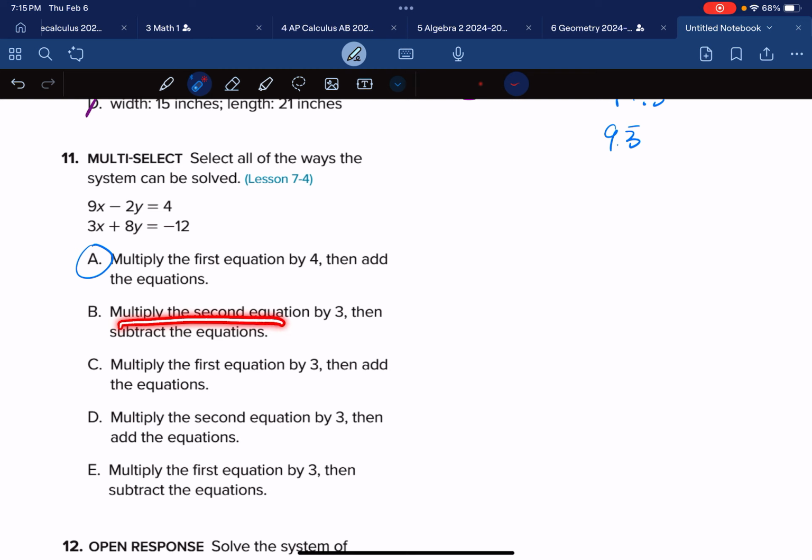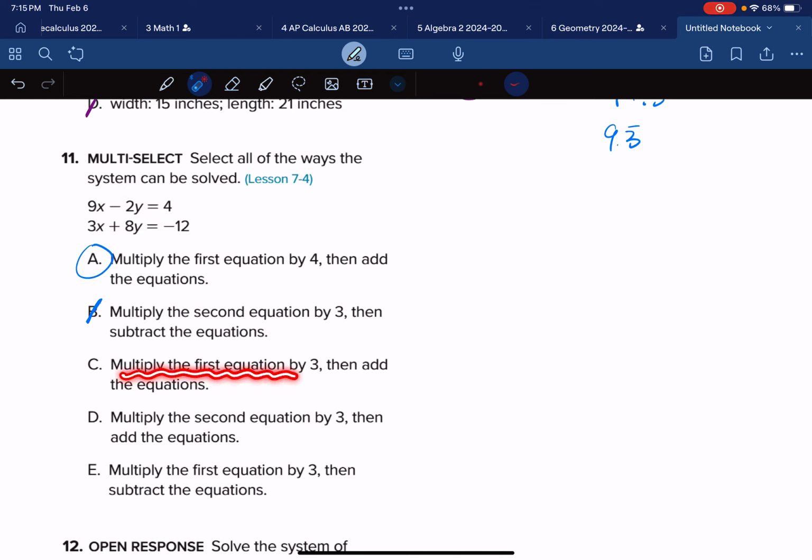Multiply the second equation by 3. So if I multiply the second equation by 3, this is going to turn this 3 into a 9. If that's a 9 and a 9, they're the same number, but they're not opposites. So they're not positive and negative of each other. So that seems like it would work, but it doesn't work. So it's not B. Oh, well, I guess I should check. If I multiply the second equation by 3, 8 times 3 is 24. 24 and -2 are not going to cancel out. Okay, that was good. What about C?